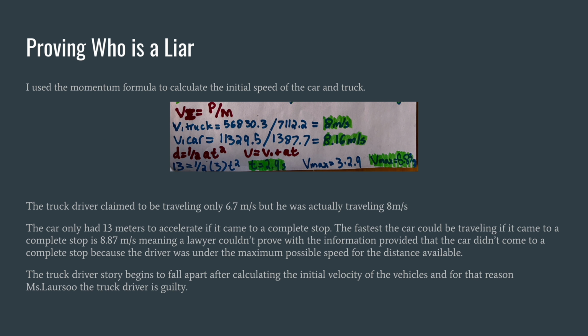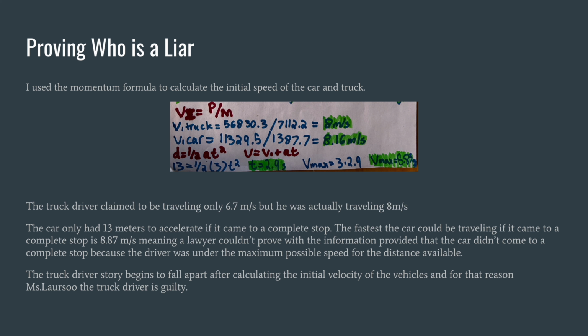After I calculated the momentum of both the car and the truck, I was able to calculate the initial velocity of both the car and the truck, and I was able to figure out who was lying. If the car came to a complete stop, it only had 13 meters to accelerate at 3 meters per second squared, meaning that it could only be traveling 8.8 meters per second at its very maximum speed if it stopped. Since the car was found to be traveling 8.16 meters per second before the collision, it cannot be proven that the car didn't come to a stop at the stoplight with the information provided.